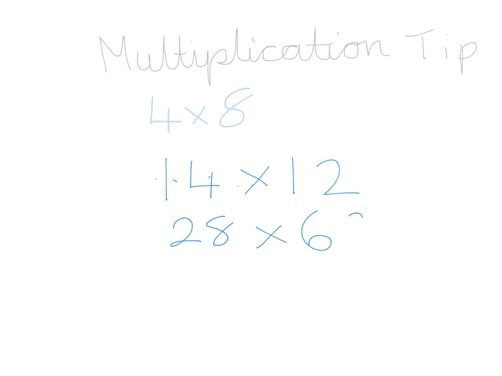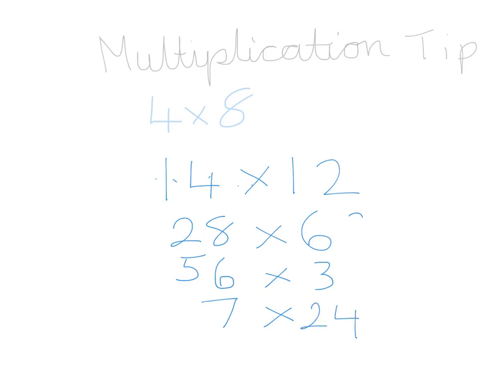I can half and double again if I want. Half of 6 is 3 and double 28 is 56. Or I could have chosen to half the 14 and double the 12 from the beginning. I could have halved that one and doubled that one. It does not matter which one you half, as long as you double the other one. So half of 14 is 7, and double 12 is 24.